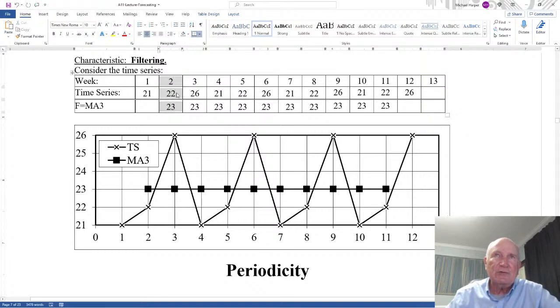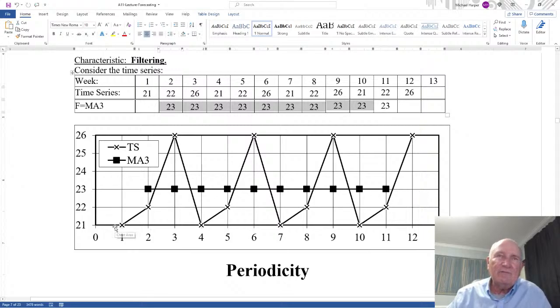Okay, the next 3: 22, 26, 21, the average is 23. I'll apply it to the middle of that interval in the time series. Okay, so now I do this all the way down, and I plot it: 23, 23, and there's my squares. Notice what happened here. It's a straight line.